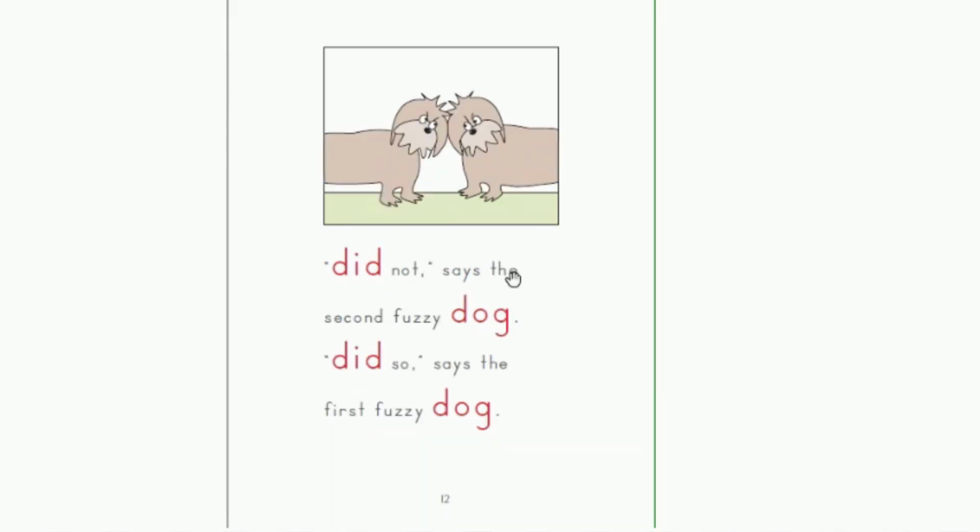Did not, says the second fussy dog. So the second fussy dog is angry with the first dog and says, did not. I did not do this, you will say, no? Like that. Did so, says the first fussy dog. The first fussy dog was a bit angry and told, did so, you did it.